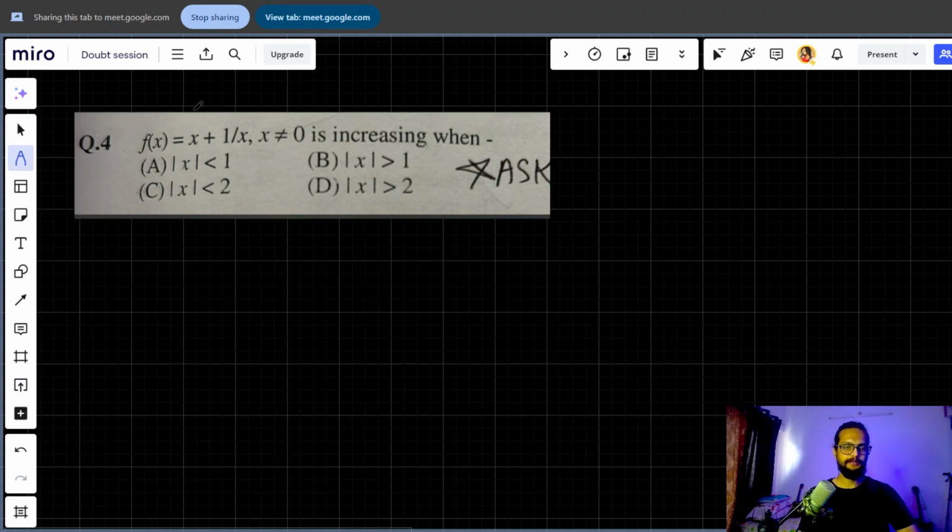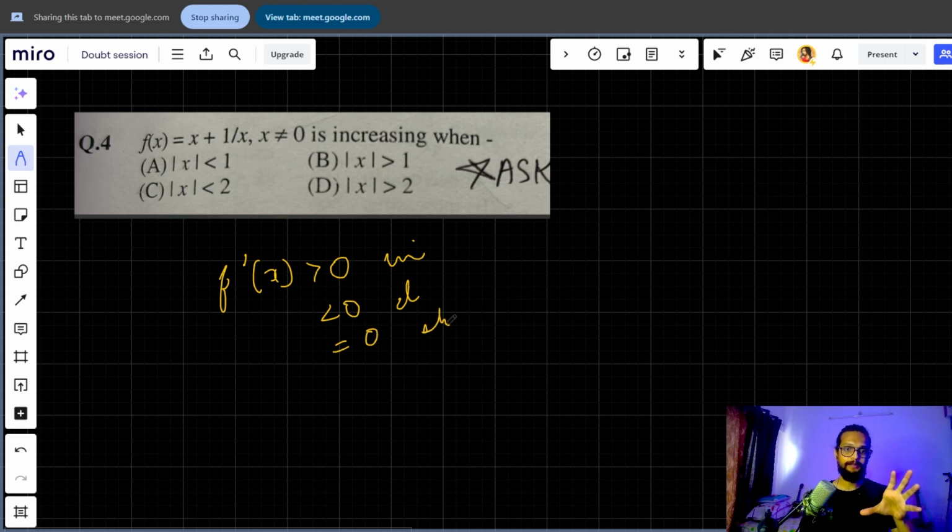The question says x plus 1 by x has f(x), and this function is increasing when what? So we know, if you don't know, let me just recap this, that whenever we need to find where the function is increasing or decreasing, all we got to do is differentiate the function and check for the sign. If it is greater than 0, it is increasing, less than 0, decreasing, equal to 0, it is a stationary point.